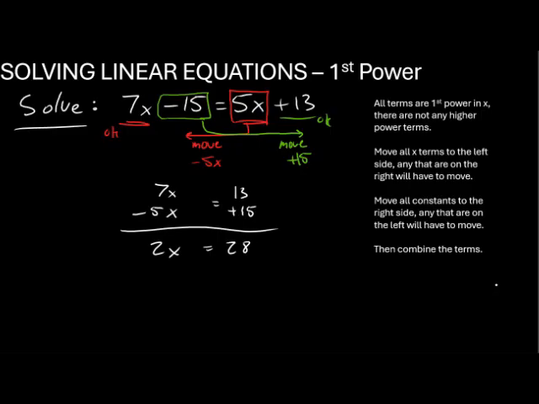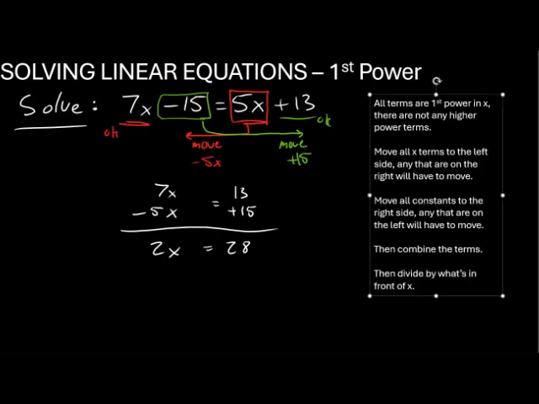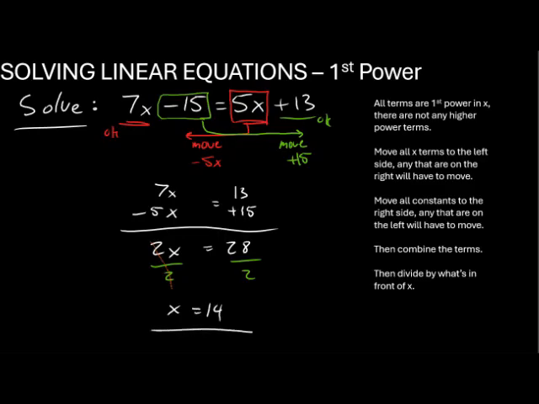Once we're here, we will divide by whatever number is in front of the x. We will do this on both sides, so we will divide by 2 on the left and 2 on the right. On the left, 2x divided by 2 will cancel and give us just x. On the right, 28 divided by 2 will give us 14. This will be our solution to this linear equation.